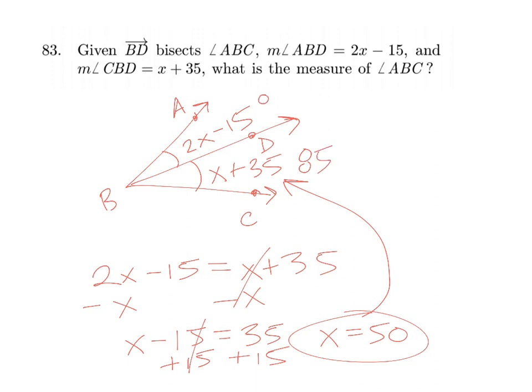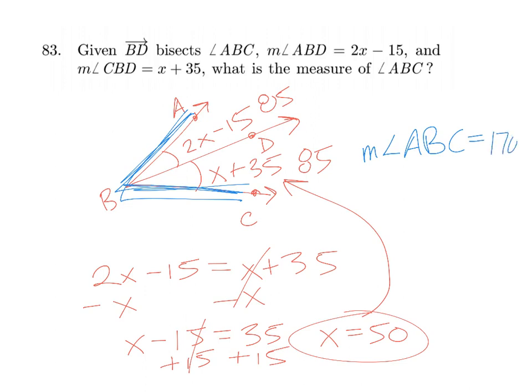And here I get 85. Alright, and I want ABD, the whole thing. So 85 plus 85 is 170. Or I want ABC, which is 170. Alright, so our diagram is not accurate, but it doesn't need to be. We just need the visual to help us get through the problem.